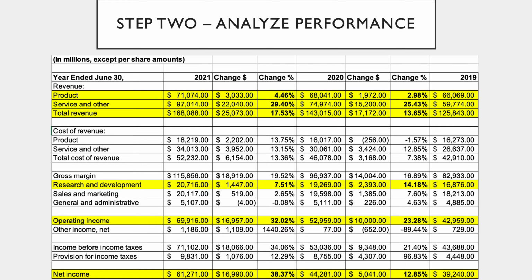And then we want to look at this operating income number. That operating income number is a pretty big deal. And I like to measure that because that gives me a lot of insight into how well the company is managing expense. So we go in and we've got these numbers. Operating income grew by 32%. Operating income grew the previous year by 23%.